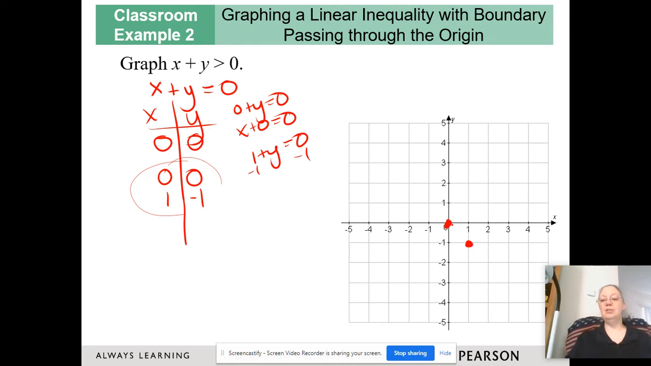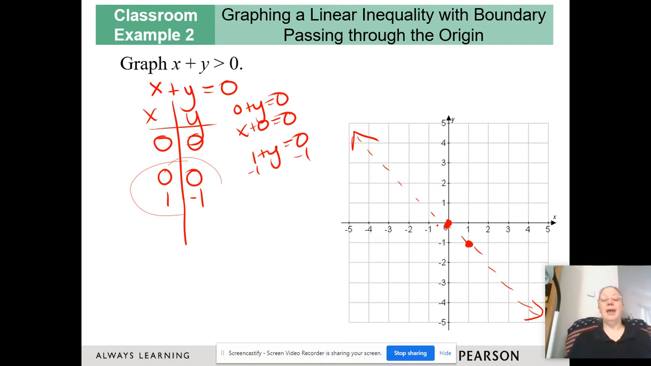Before we actually draw the boundary line, we have to check, are we going to make it a solid line or a dotted line? Because it is greater than, as opposed to greater than or equal, there's no line underneath. We're going to make it a dashed line. They call it a dotted line. Technically, it is dashed.